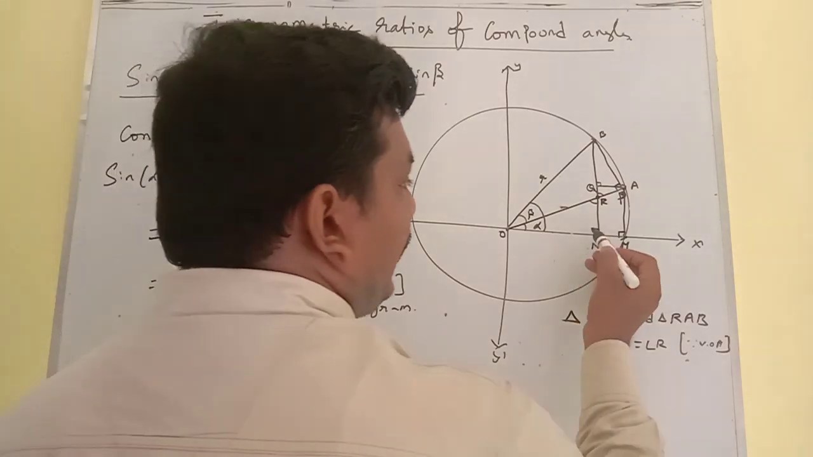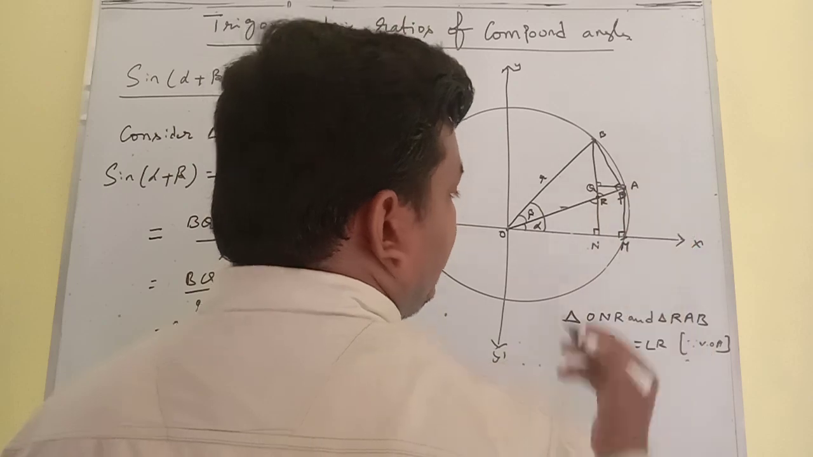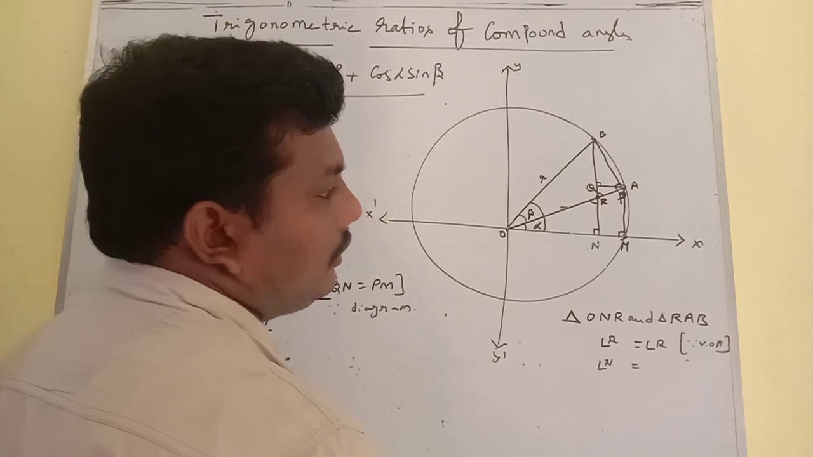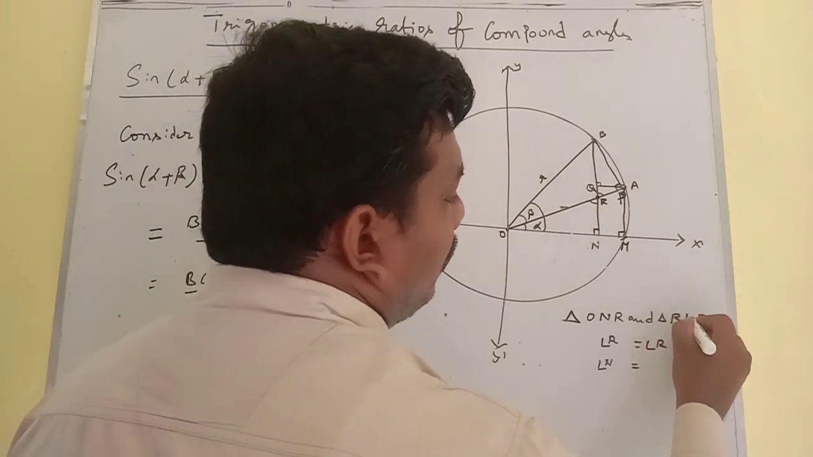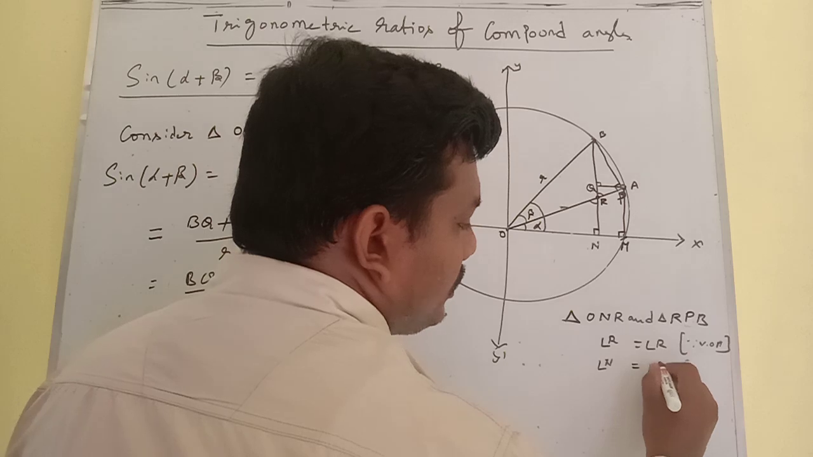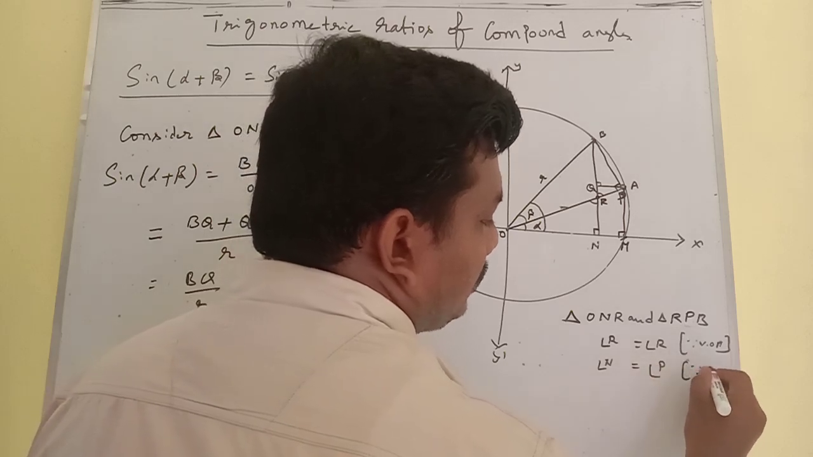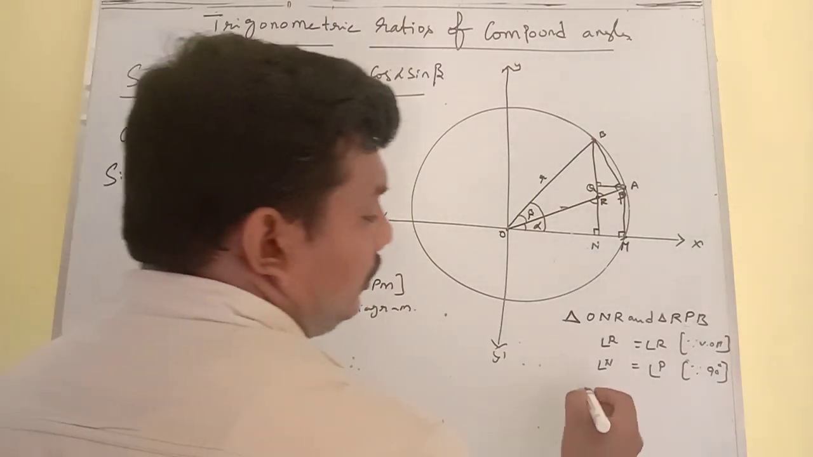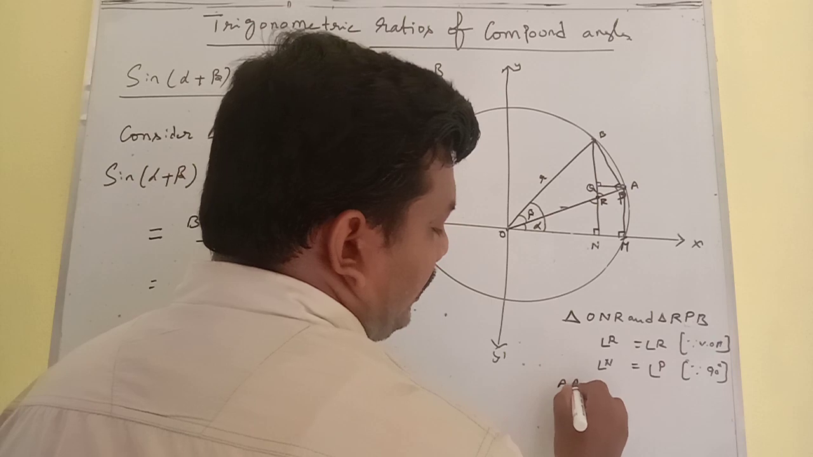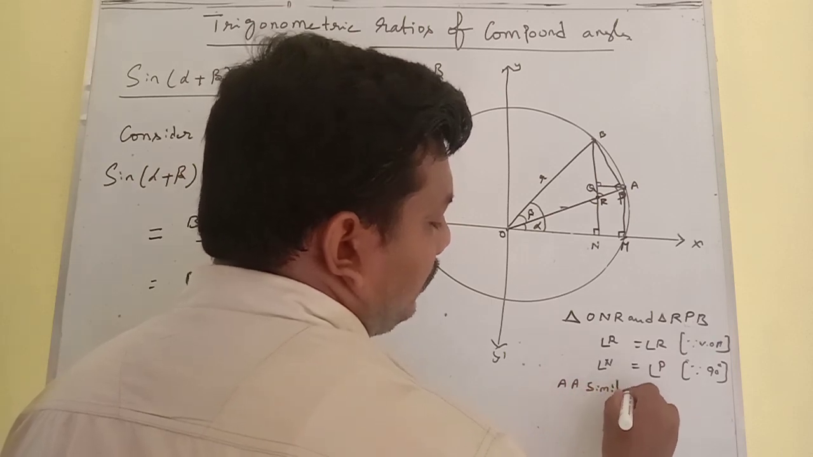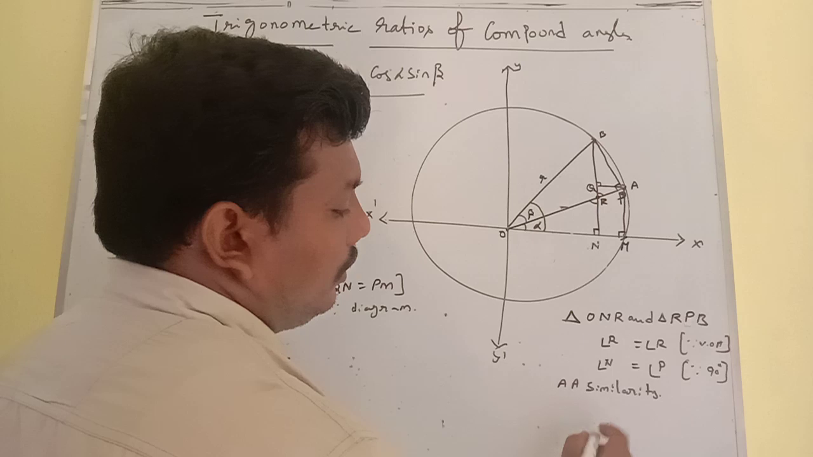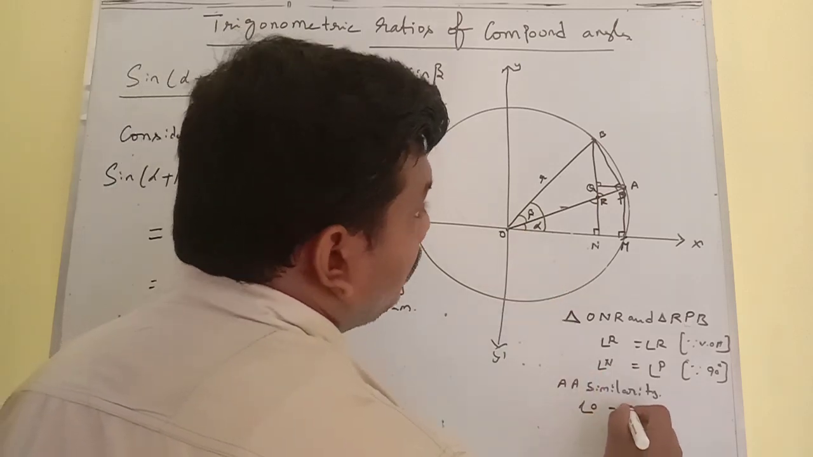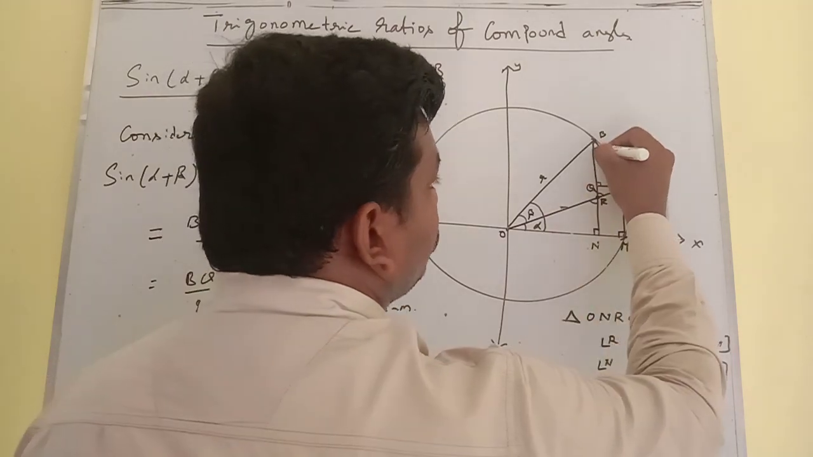Now this is 90 degrees and this P is 90 degrees. Here angle N is 90 degrees. Okay, this is the angle RPB triangle. So angle P is equal to 90 degrees, since both are perpendiculars. Therefore, from AA similarity, angle O here becomes angle B. This is alpha, so it becomes alpha.